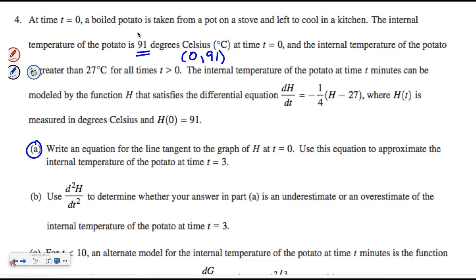And the internal temperature of the potato, what does it say, is greater than 27 degrees all the time. The temperature of the potato at time t minutes can be modeled by the function h that satisfies this equation. This is where you have to be really careful because h is the temperature. So really, if you were to change this just momentarily to dy dx, this is actually negative 1/4 of y minus 27. It's not the independent variable, it's the dependent variable.